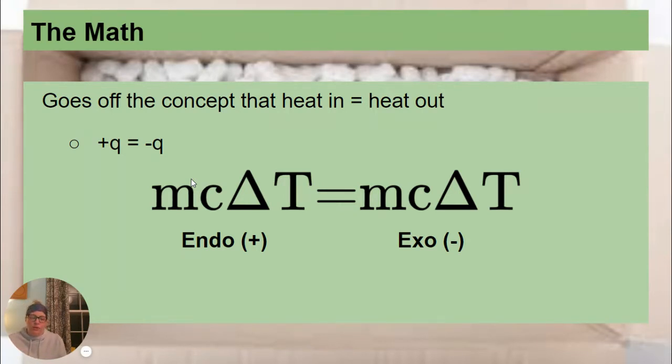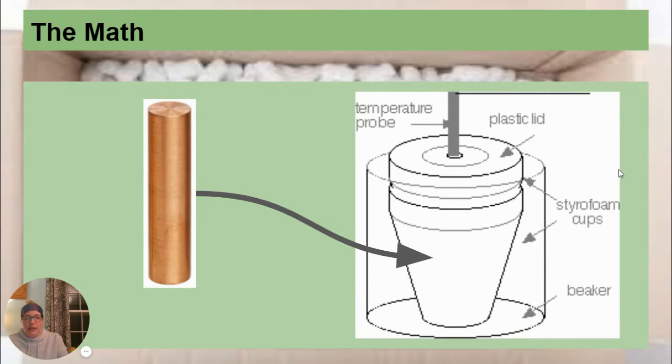Now, I feel personally like the easiest way is for me to show you what I'm talking about by doing an example. So that is what we're going to take a look at in just a minute. So the example that we're going to be taking a look at is a sample of metal that we are going to be putting into a calorimeter.